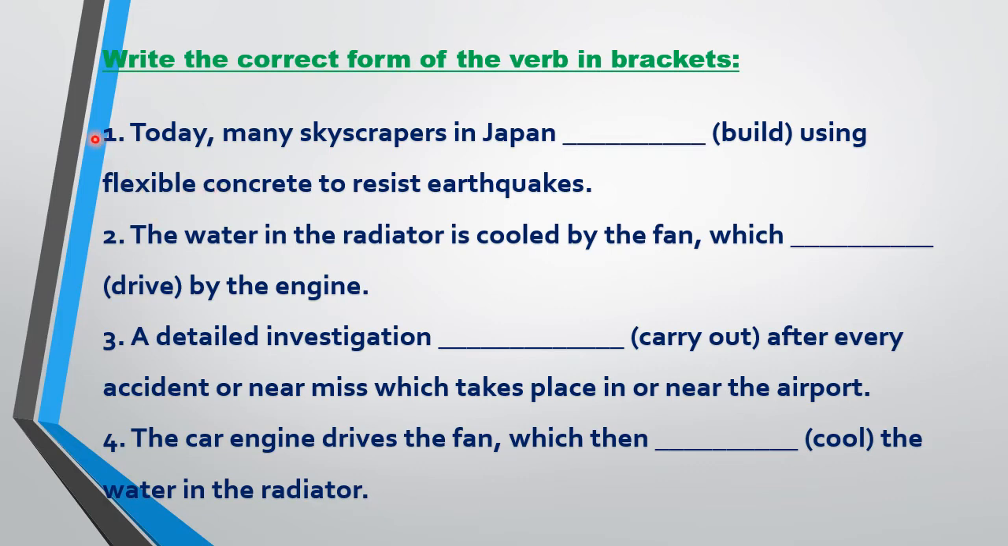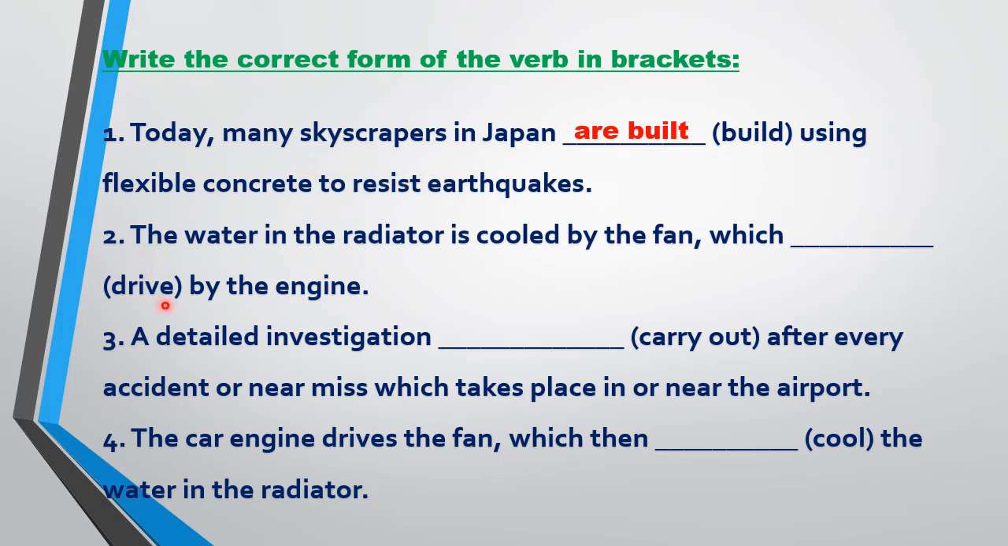Please take 5 minutes. Thank you so much. Number 1. Today, many skyscrapers, ناطحات سحاب, in Japan built using flexible concrete to resist earthquakes. Now the skyscrapers built, do you think they built, they do the action, or the action is done upon them? Exactly. So we say skyscrapers are built. They are built. إنها تبنى لا تبني.